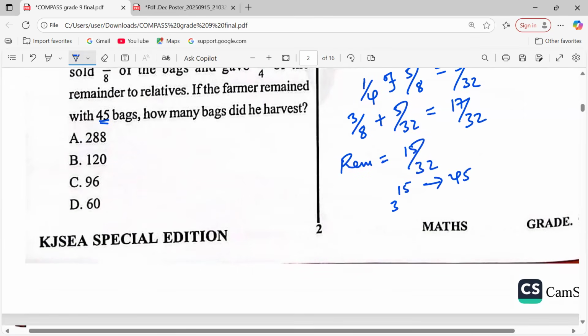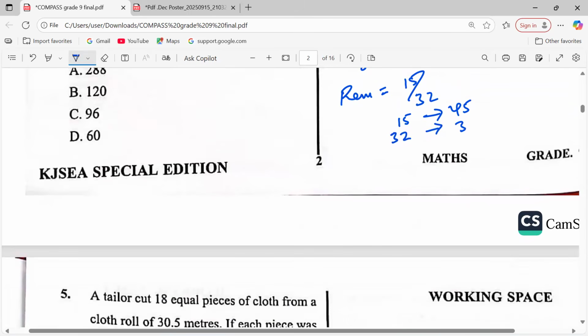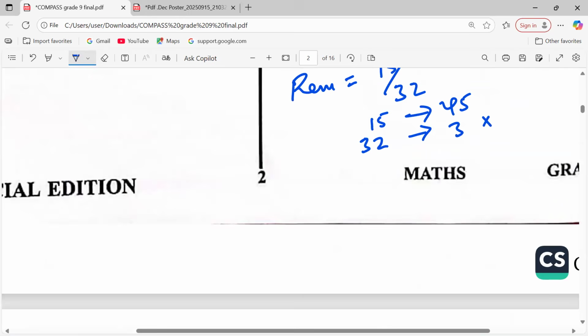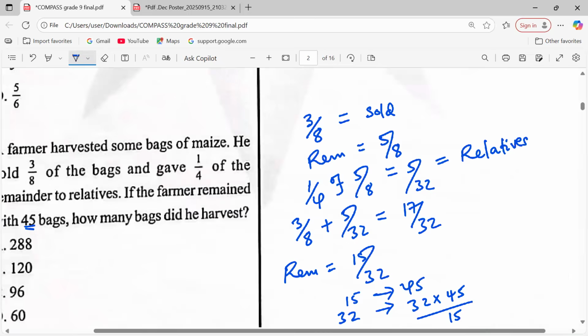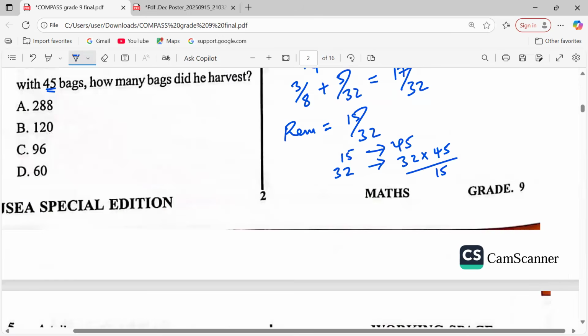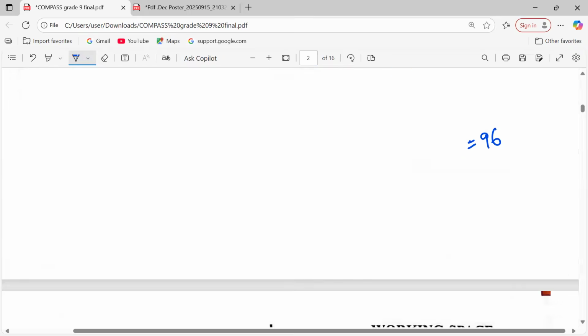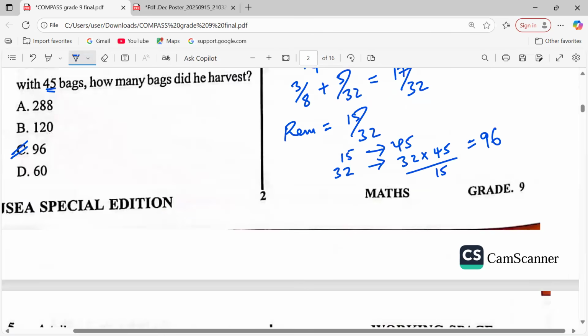What about 32, which now becomes our total proportions? 32 times 45, this being divided by 15. This gives us exactly 96 bags. So that becomes the total harvest. 96 bags. So that's how we work out such a very simple question.